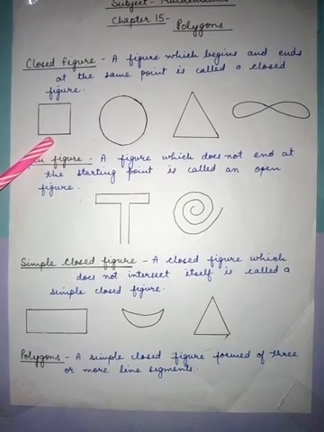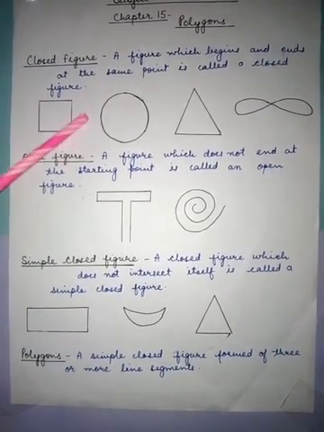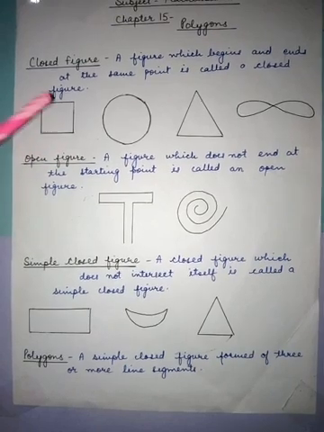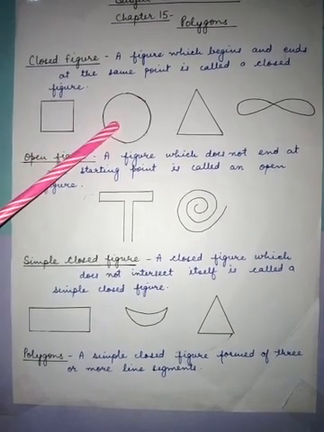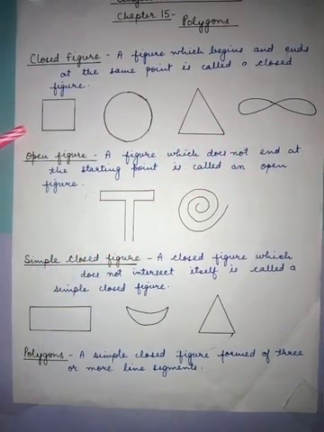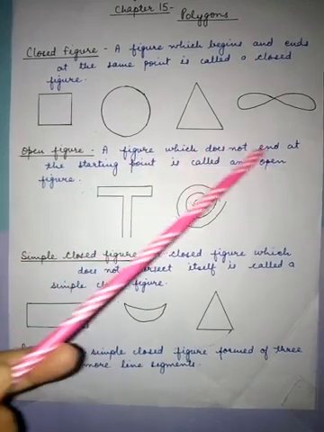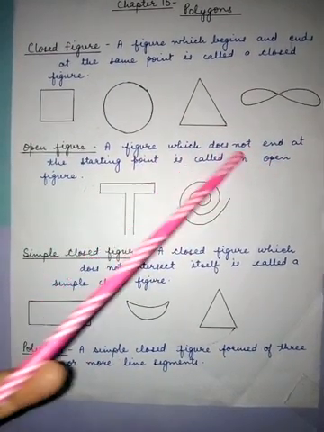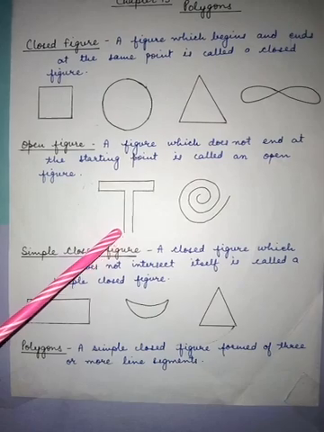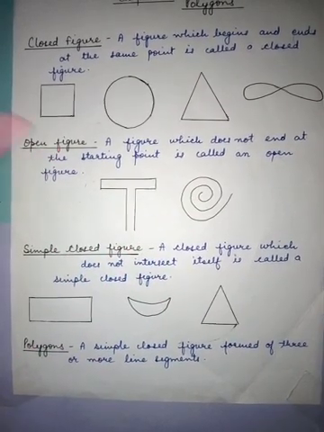Like you can see in this square. It starts from the same point and ends also at the same point. It is a closed figure. This is again an example of a closed figure. Such figures are called closed figures. Now open figure. A figure which doesn't end at the starting point is called an open figure. Means their starting and ending point must be different. Such figures are called open figures.